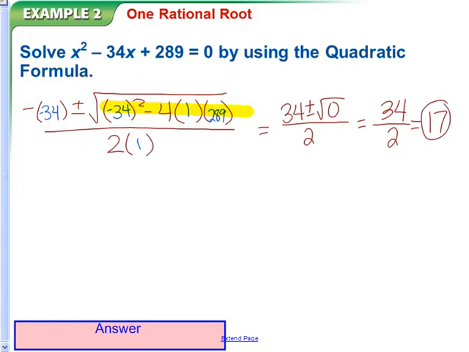So if we wanted to think about what the graph would look like, it would just come down and touch the x-axis once at 17. The last problem we did would touch the x-axis twice. This one only has one root though.